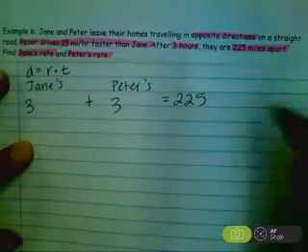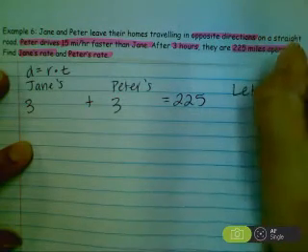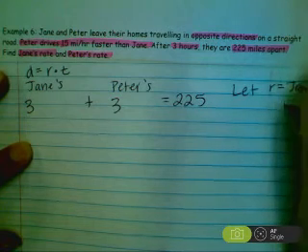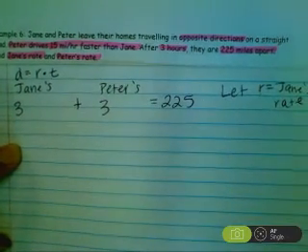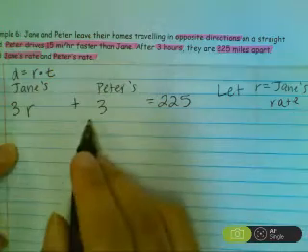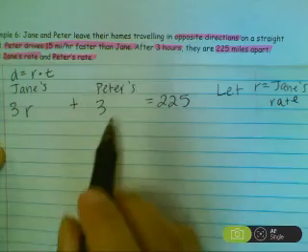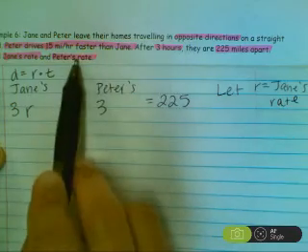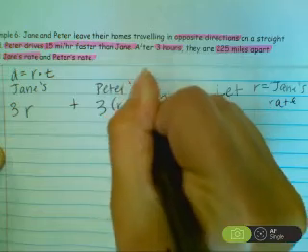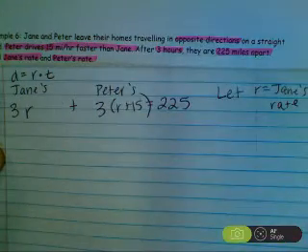Jane travels slower, so I'm going to use Jane's rate to be my R. So I'm going to let R equal Jane's rate. So Jane's half of the equation is pretty easy. It's just going to be 3 times R. Peter's rate is a little bit trickier. I know that Peter travels 15 miles per hour faster. So if I take Jane's rate and I add 15, I'm going to get Peter's rate.